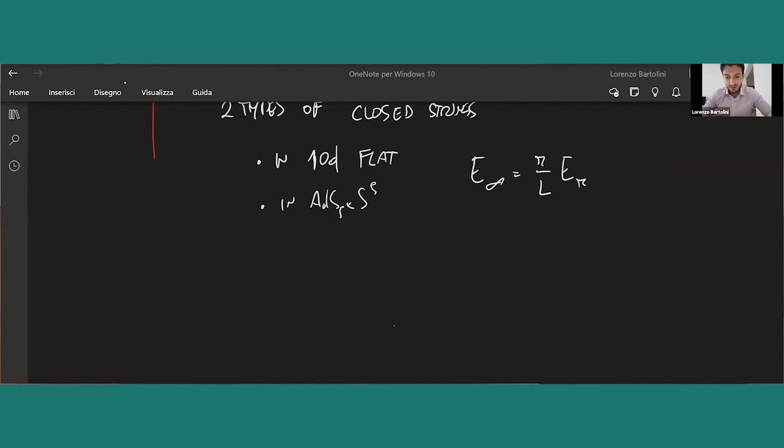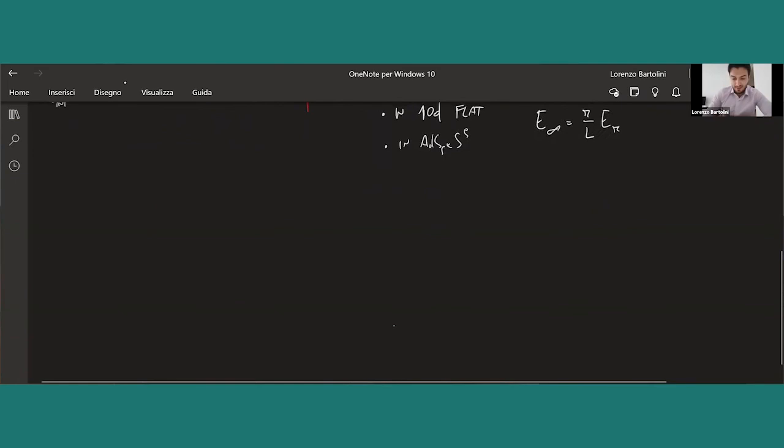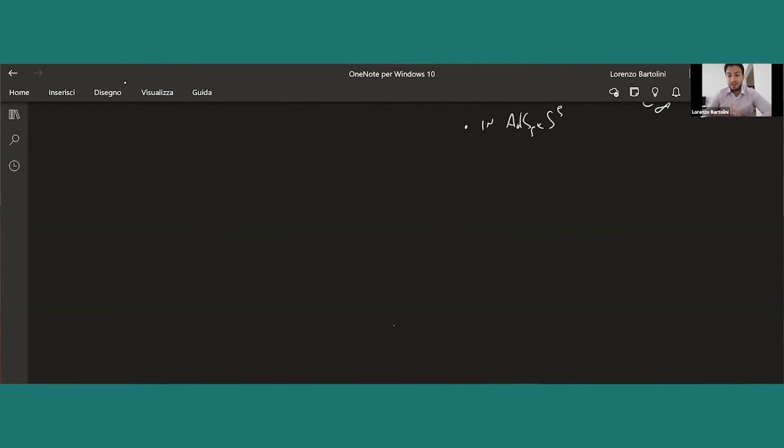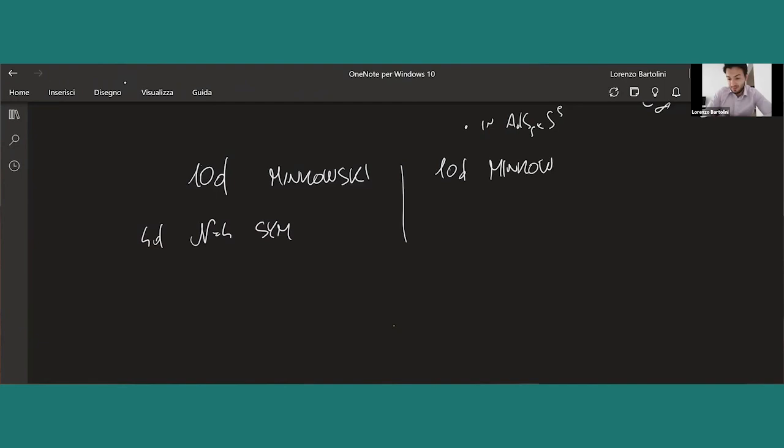Okay, so what we end up with is that we have two descriptions of the same object, but these two descriptions give similarities and differences. On one side, we have that the D-branes can be described with 10-dimensional Minkowski, and with N equal 4, 4-dimensional super Yang-Mills gauge theory. And on the other side, we have 10-dimensional Minkowski, but also gravity in AdS5 times S5.